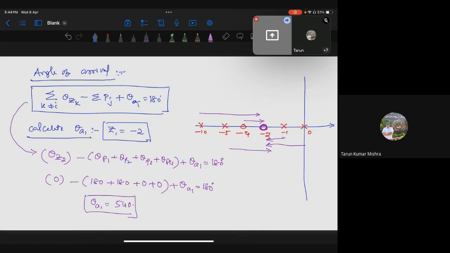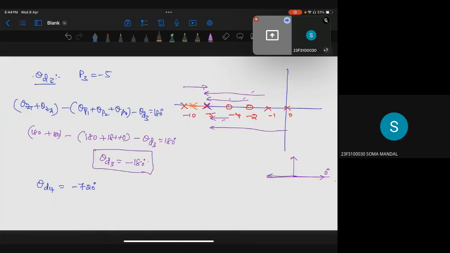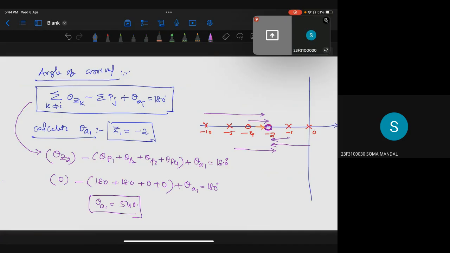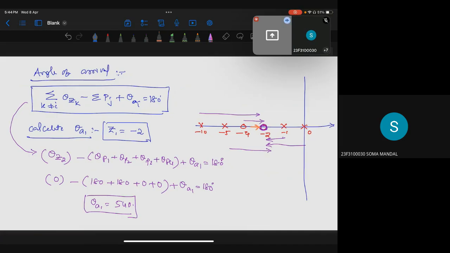540 means what? 540 means 180. Am I correct? Yes, sir. So this is the direction, this is how the root locus will enter. Whereas if you look at the poles, it will leave from the pole, whereas here it will enter into the zeros. Similarly, if you do the calculations, theta a2.